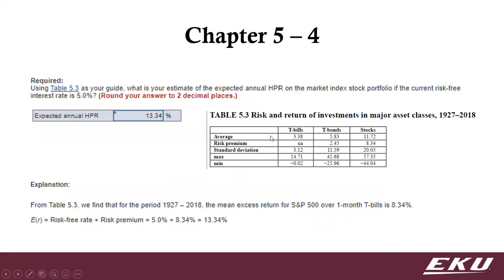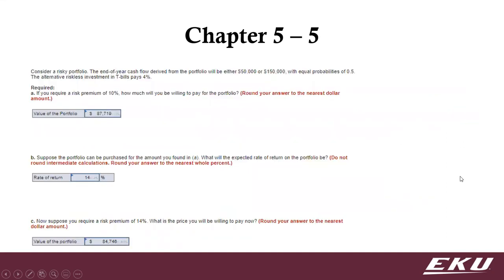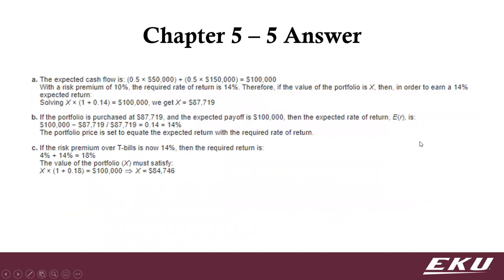For this problem they ask you to go and pull up a table, so I've placed it in here as well, and then calculate the holding period return. In this problem, they give us two possible outcomes with equal probabilities of 1/2, or we could just get the 4% T-bill. And here's how we work through that.